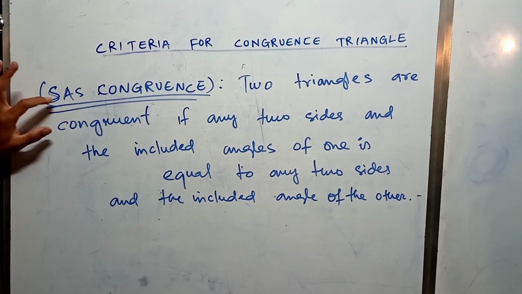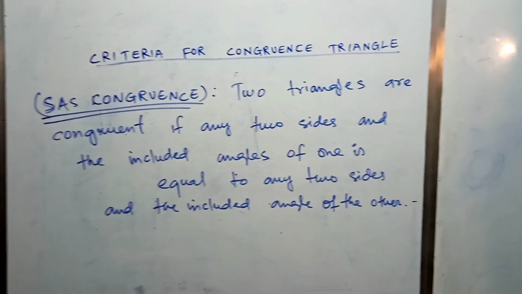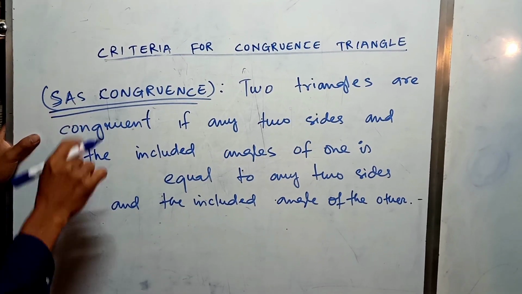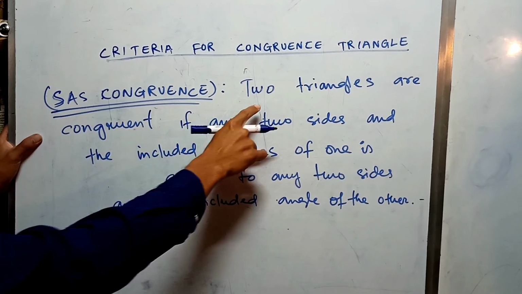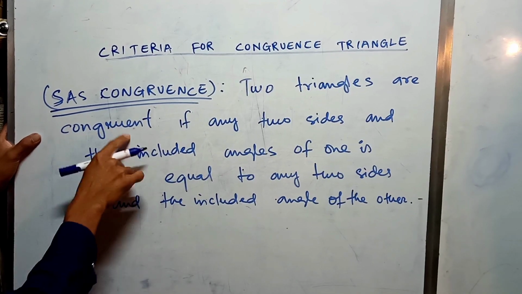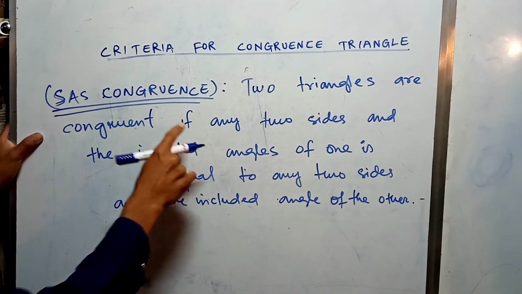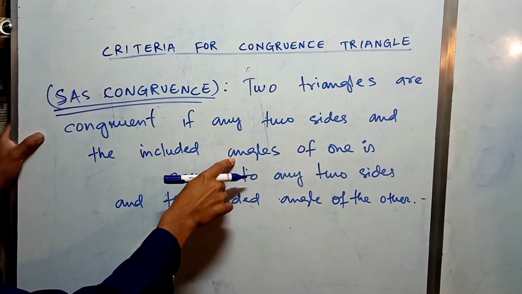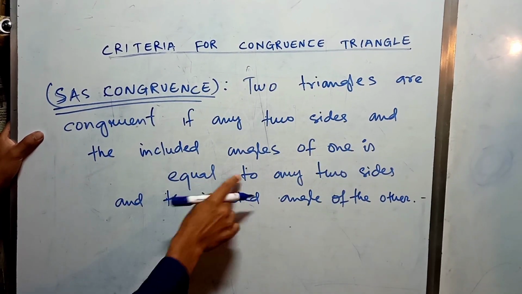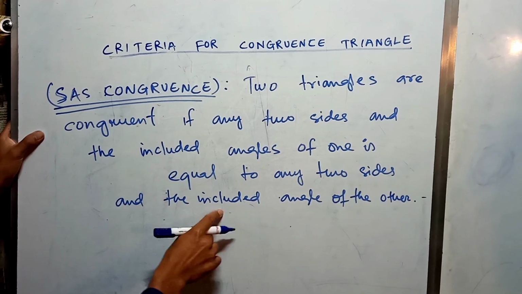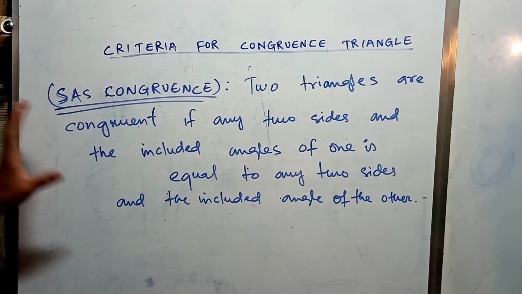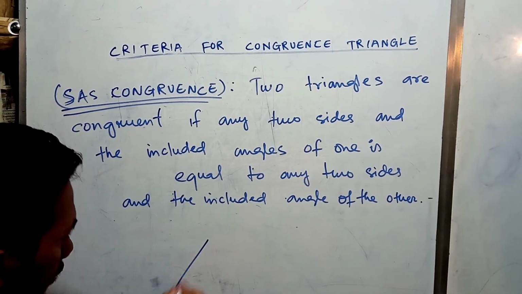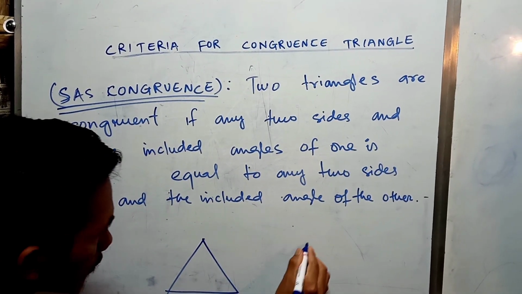Rule number 1 is side angle side congruence. Side angle side is one side and one angle. Two triangles are congruent if any two sides and the included angle of one are equal to any two sides and the included angle of the other.